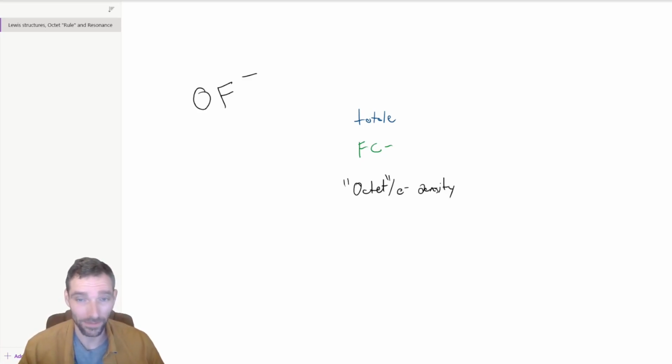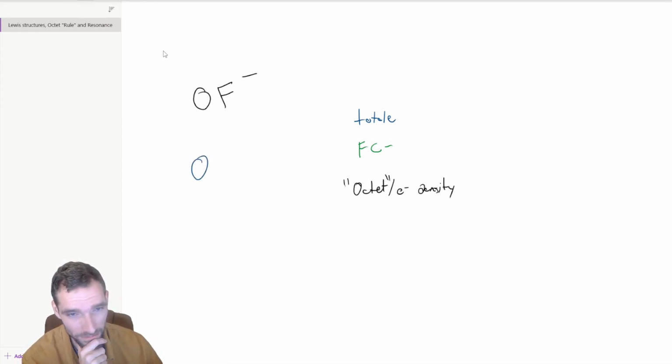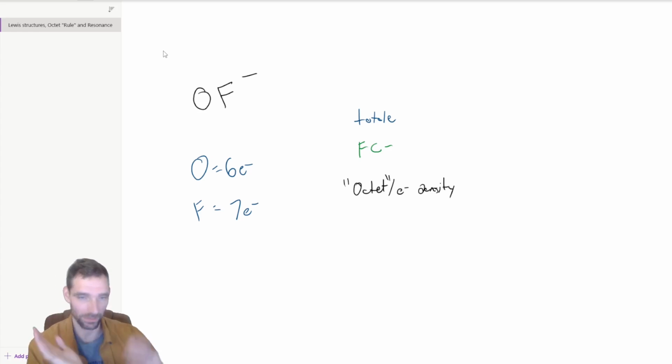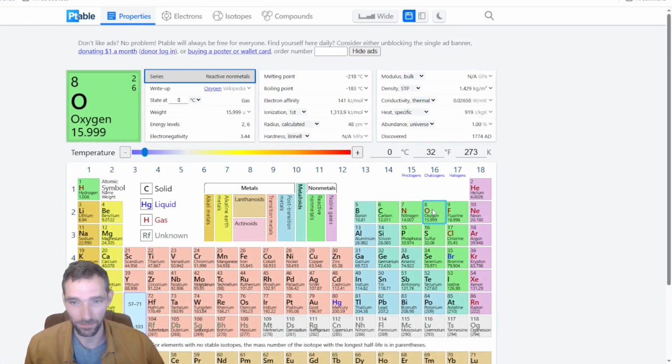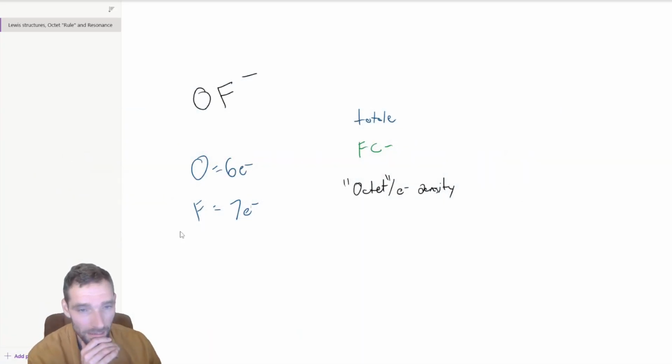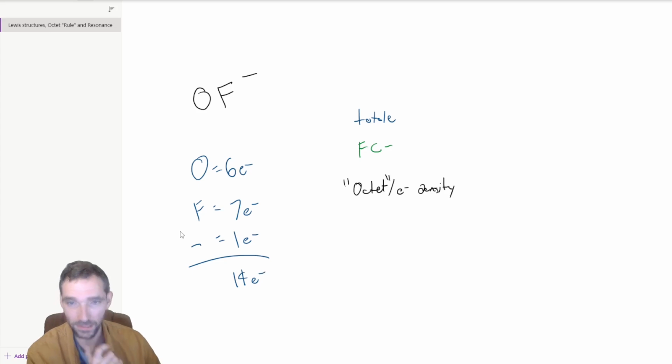Now, if we look at the oxygen, its rules are going to tell us that it has 6 electrons that it's contributing, and fluorine will be contributing 7 electrons by their location on the periodic table. Oxygen being 6, fluorine being 7, the number of electrons in that outermost shell. And we also have a negative charge, which means we've got 1 more electron. So we've got a total of, I believe, 14 electrons.